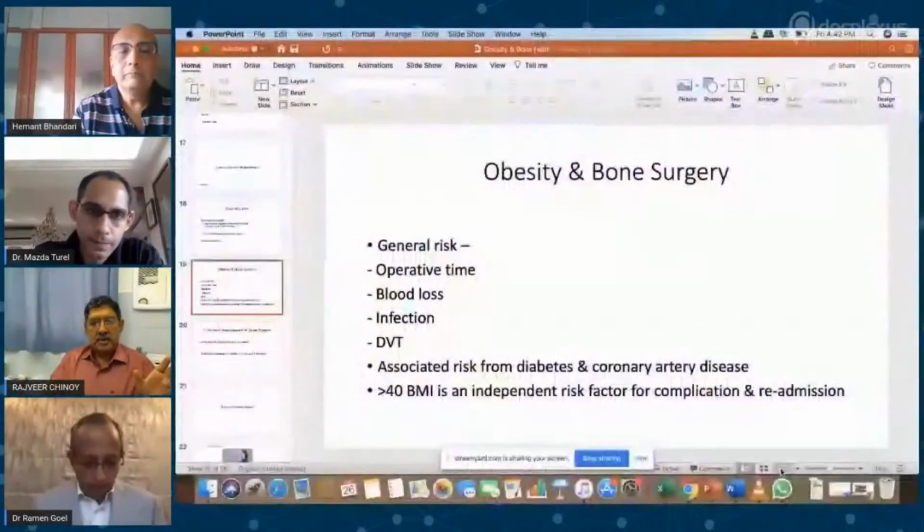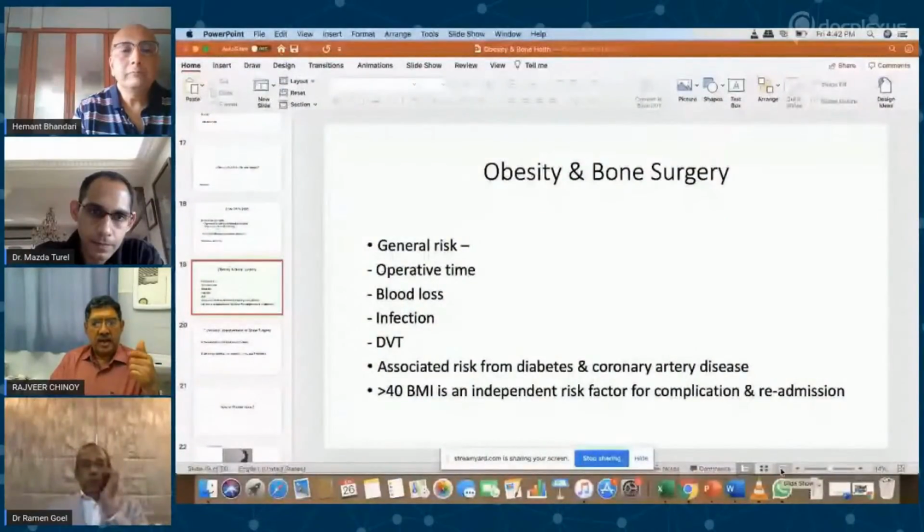Well, if I may just say, surgery in the obese, one, if it's elective, I will discourage them from having the surgery, or I will flatly refuse. If they are grossly overweight, I have actually refused patients who've come for a hip or a knee replacement.